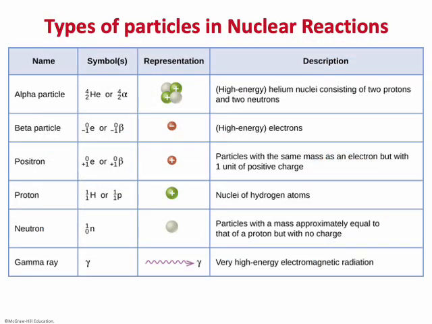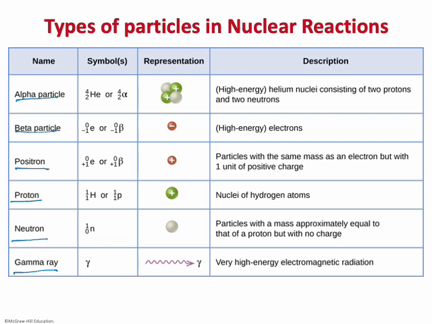These are some types of particles that are produced in a nuclear reaction. We will look into each of these particles in more detail in a little bit, but this is a summary table. As long as you remember this summary table, you're good. Make sure you memorize this: alpha particle, beta particle, positron, protons, neutrons, and gamma particles or gamma rays. These are different types of particles that are usually produced in, or involved in, a nuclear reaction.